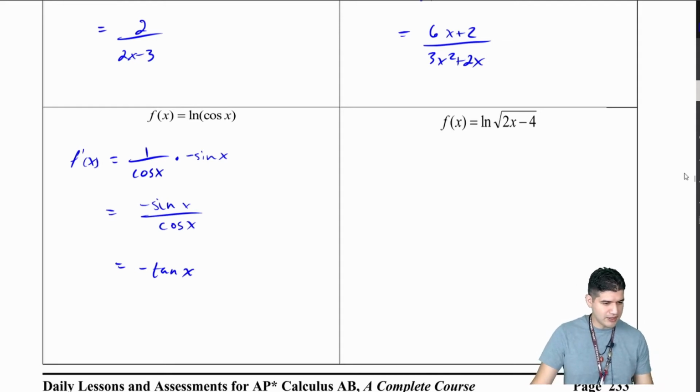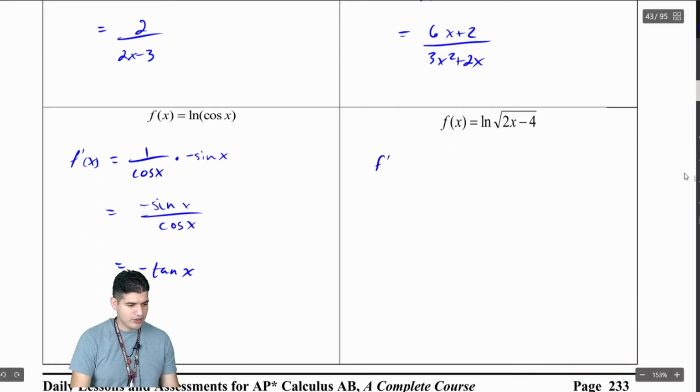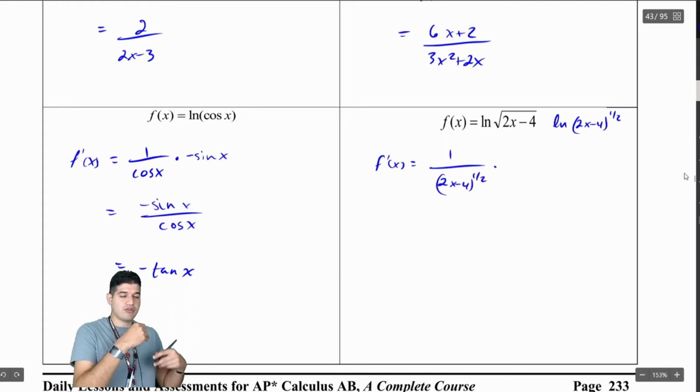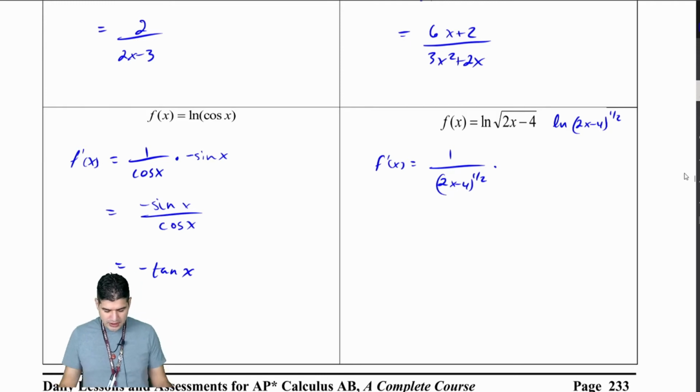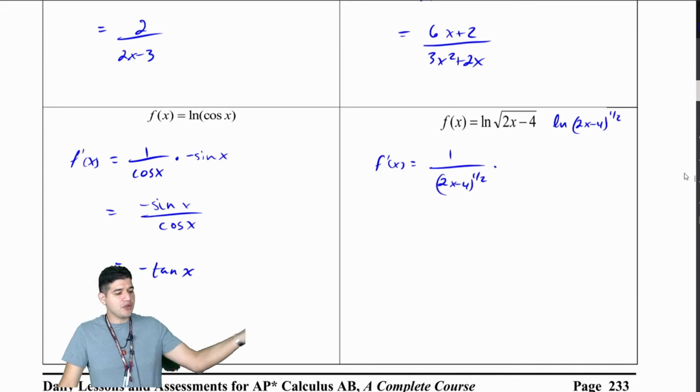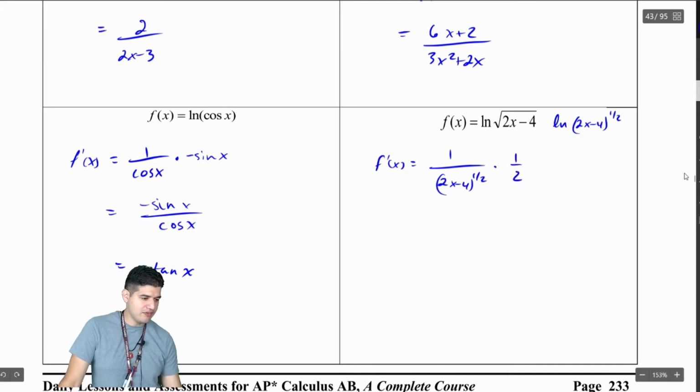And then in our final example here, I'm just going to rewrite this real quick, because this is going to be the natural log of 2x minus 4 to the 1/2. So I'm going to get 1 over 2x minus 4 to the 1/2 times the derivative of what's inside. That's actually going to take a chain rule. So the 2x minus 4 to the 1/2 is a chain rule. I'm going to bring the 1/2 down, so times 1/2.